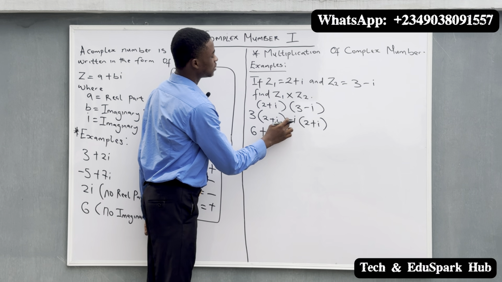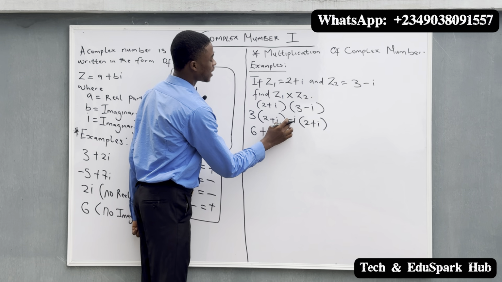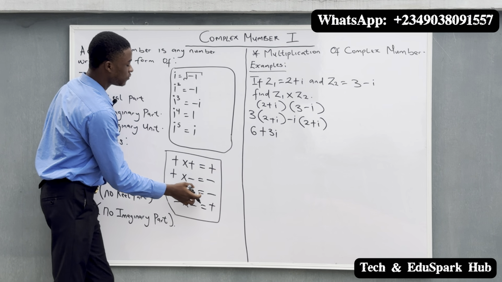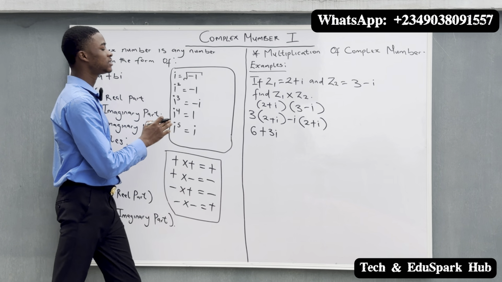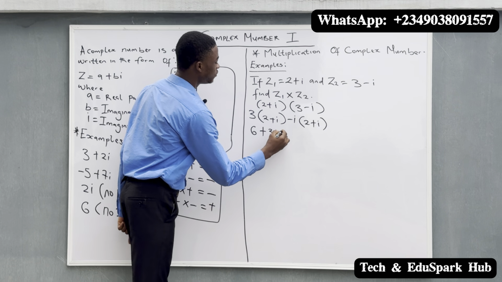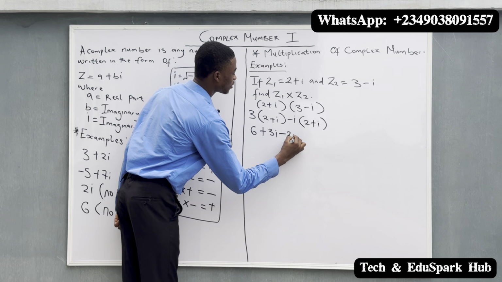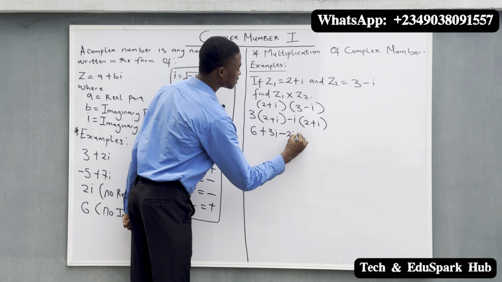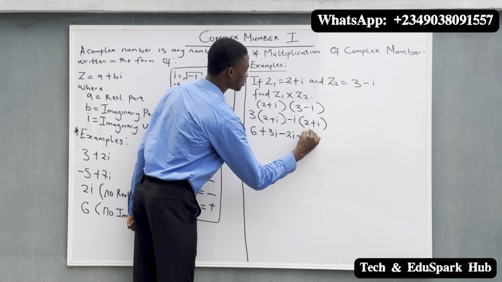We have minus multiplied by plus here. So we have minus I multiplied by plus 2. We said minus multiplied by plus will give us minus because they are alternating signs. So anything alternating sign will give you minus. So minus I multiplied by plus 2 will give you minus 2I. And also minus I multiplied by plus I will give us minus I square.